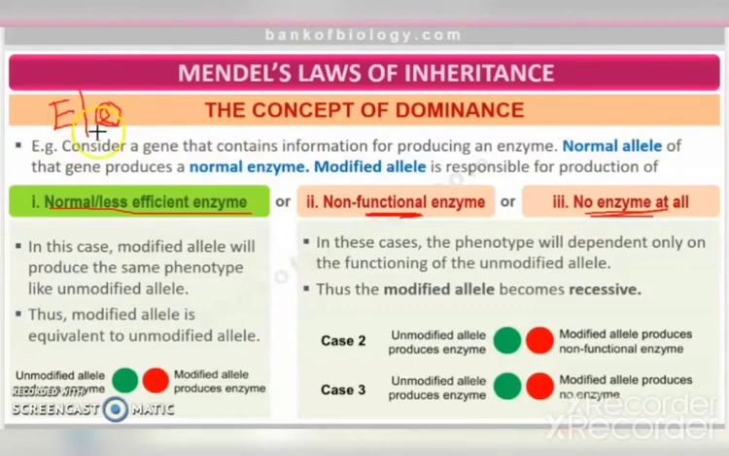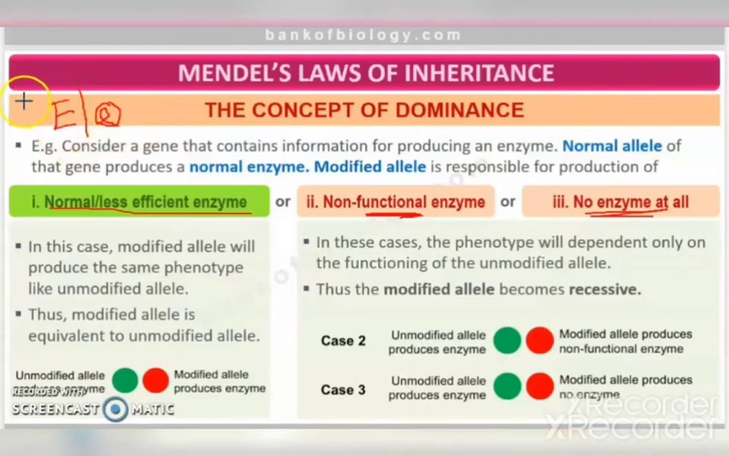But in the case of the modified allele alone, it is responsible for production of either normal or less efficient enzyme, or non-functional enzyme, or no enzyme at all. ഇത് 3 കണ്ടീഷനിൽ ഏതെങ്കിലും ഒരു കണ്ടീഷനിലായിരിക്കും ഈ modified allele ഉണ്ടാവുക. Clear, children? So other allele will be working.